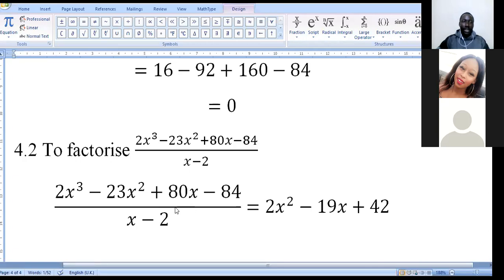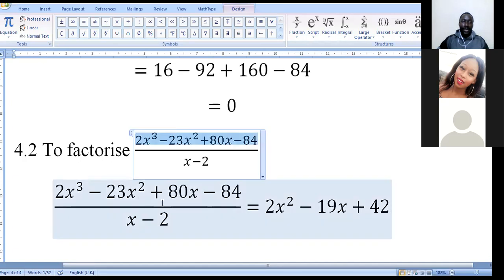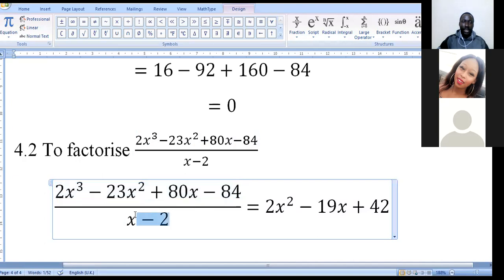So what we did was to divide this quantity here by x minus 2, and this is what we have got. Now, after finding this, the question is, can we go ahead to factorize that? Because now we can write this expression here as a product of this other one times the divisor x minus 2. This that we have got is called the what? The quotient. This other one is called the divisor.